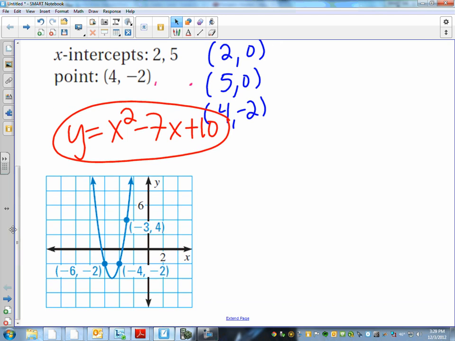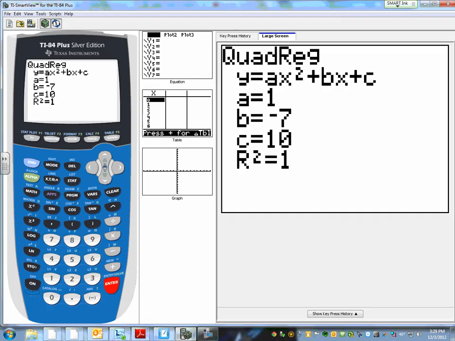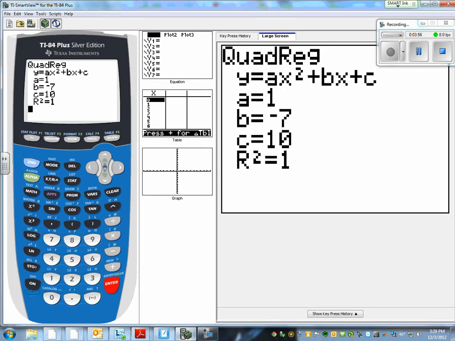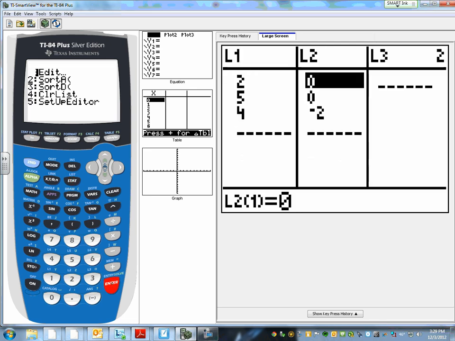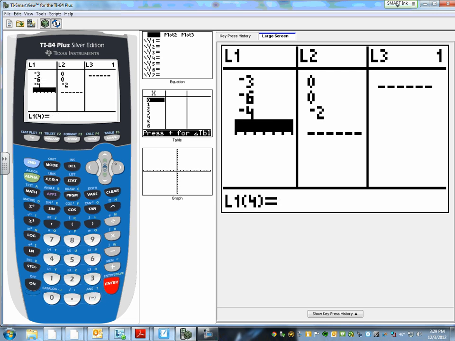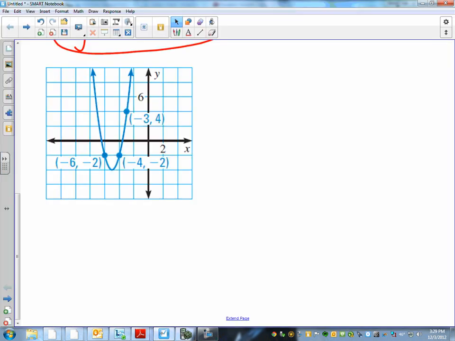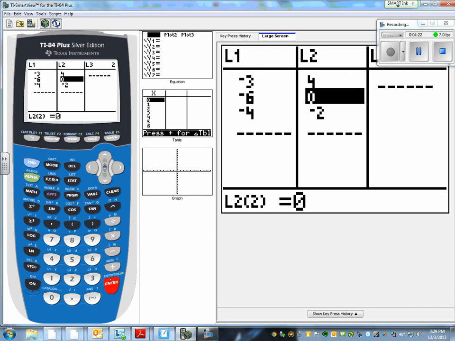I'll do one more super quick, just so this one's one from a graph, but it's the exact same process. Oh, I can't even remember. -3, -6, -4. Stat. Edit. -3. -6. -4. And then I have to remember the other ones. 4, -2, -2. Oh, dang. Is that right? Yeah, okay.